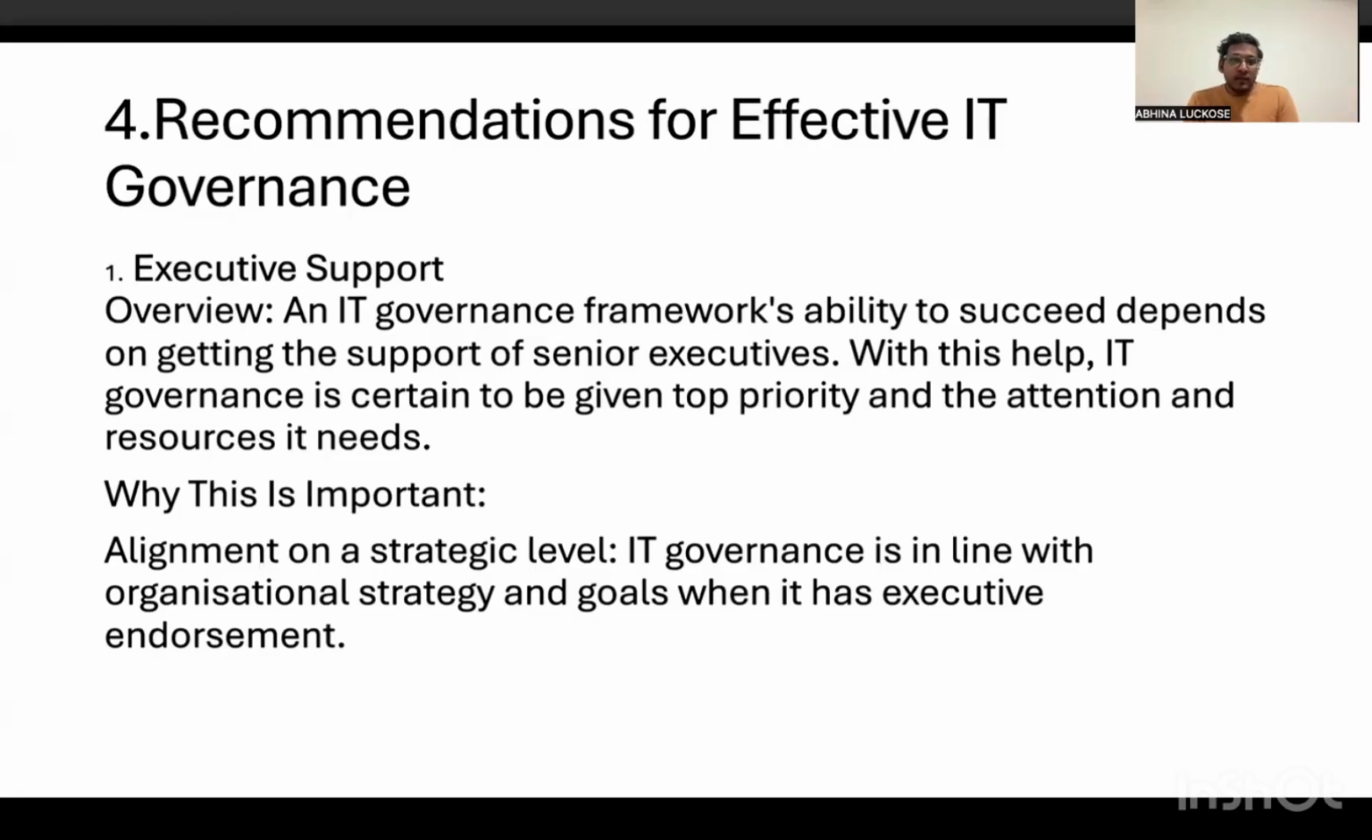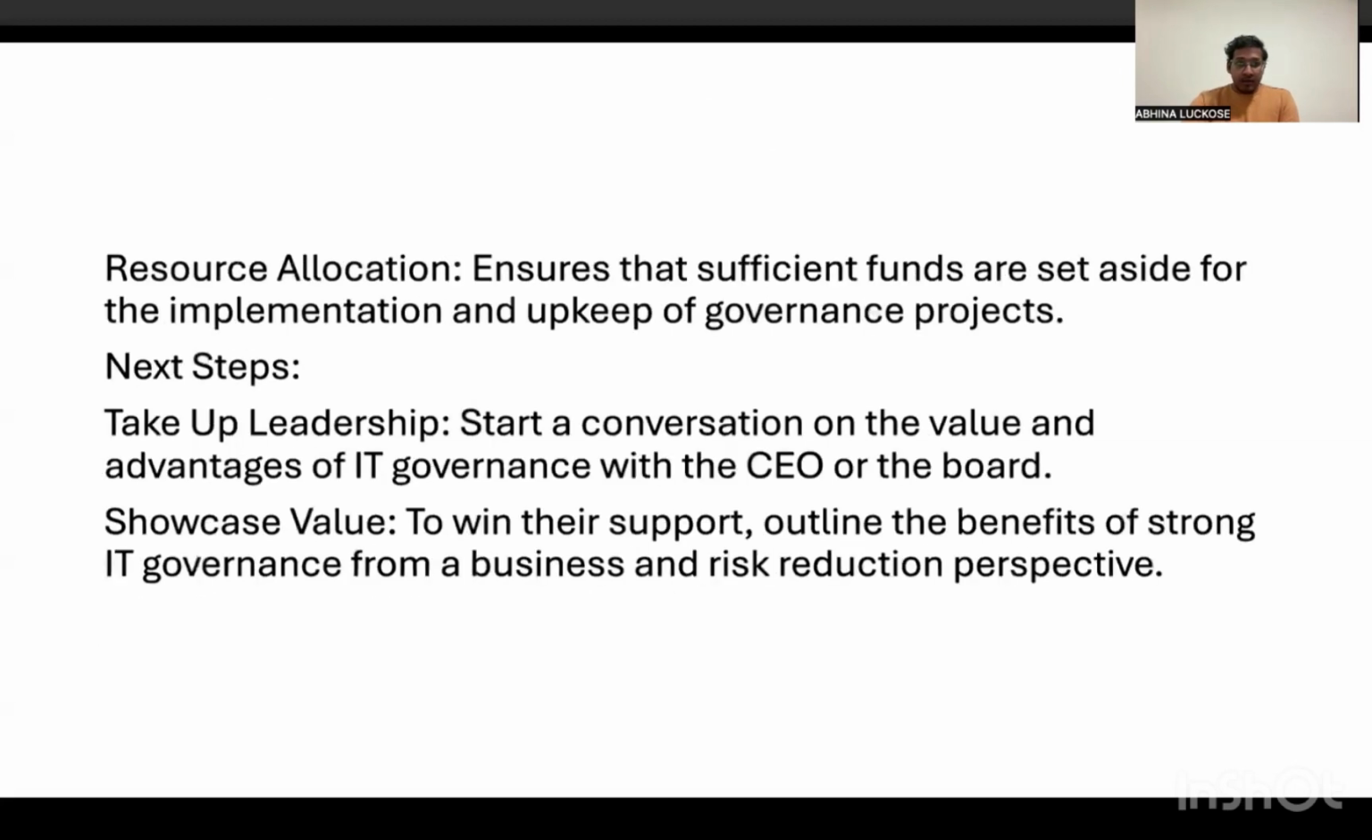So my topic is recommendations for effective IT governance. Executive support overview: an IT governance framework's ability to succeed depends on getting the support of senior executives. With this help, IT governance is certain to be given top priority and the attention and the resources it needs. Why is this important? Alignment on a strategic level: IT governance is in line with organizational strategy and goals when it has executive endorsement. Resource allocation: ensure that sufficient funds are set aside for implementation and upkeep of governance projects.